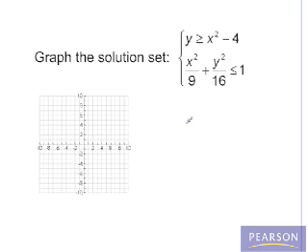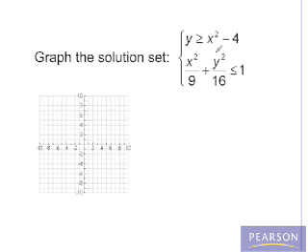Graph the solution set. y is greater than or equal to x squared minus 4, and x squared over 9 plus y squared over 16 is less than or equal to 1. So what we're after here is trying to determine which points on the coordinate plane satisfy both inequalities at the same time. So let's start with the first inequality.